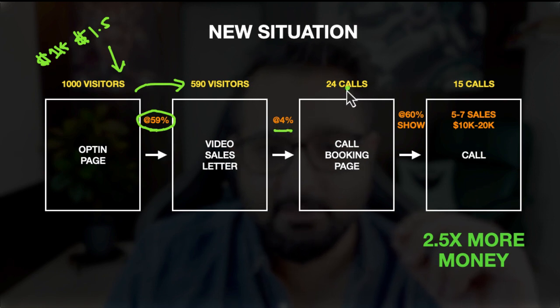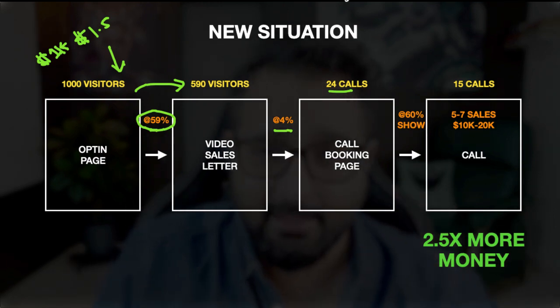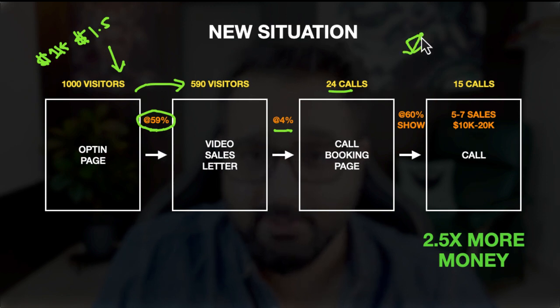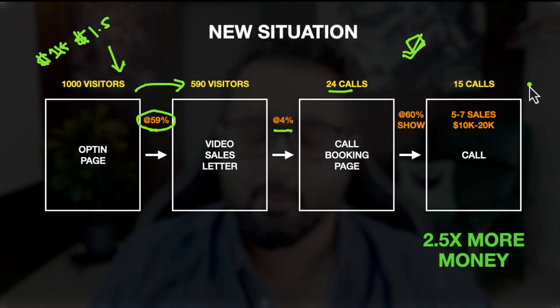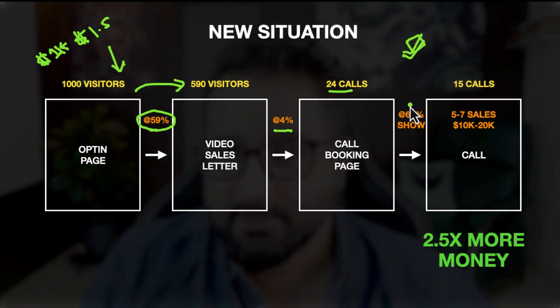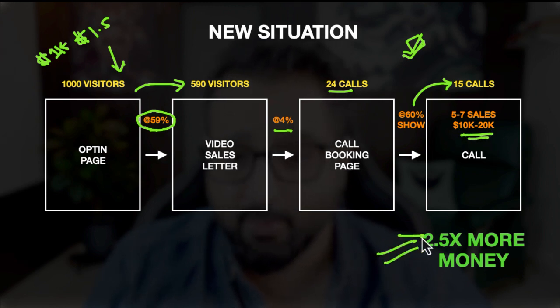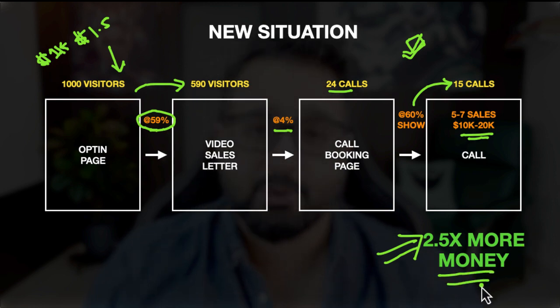The conversion rate remains the same, so we get 24 calls. Out of the 24 calls, 60% show up. What I have noticed is the show up rate has declined a little bit, even if they use the check mark and confirm, but we're getting a lot more calls and it's hard to scale a sales team. So I'm okay with this for now, right? So 60% means we get 15 calls out of 24 that show up. That results in 5 to 7 sales, or $10,000 to $20,000. Instead of me making $4,000 to $10,000, I'm making $10,000 to $20,000. That's 2.5x more money with no extra work involved.